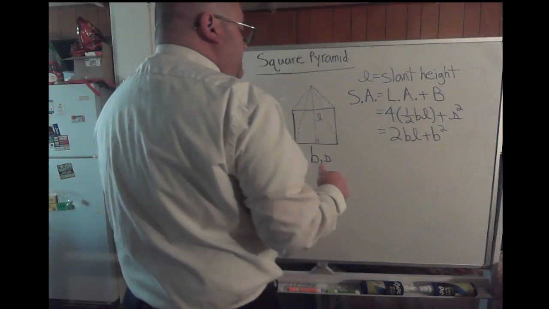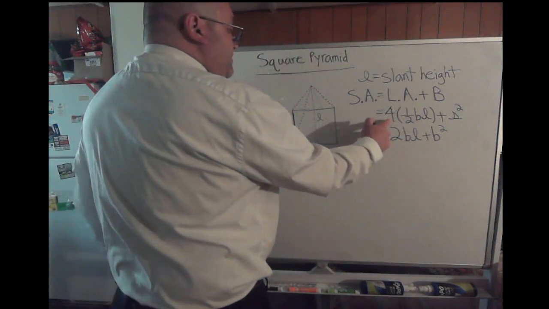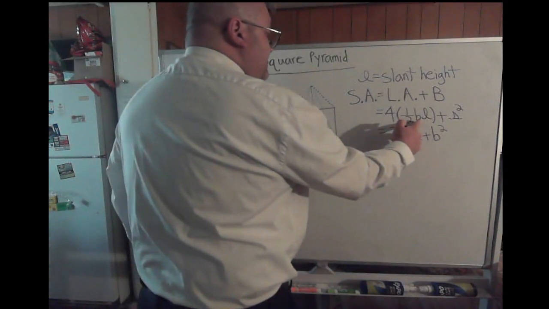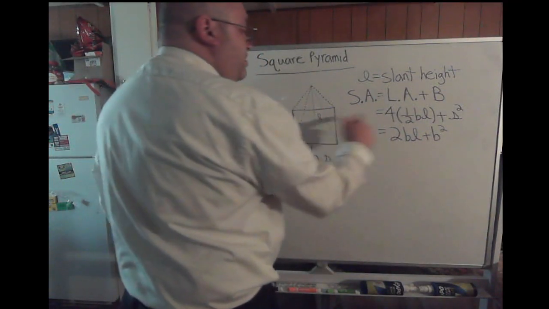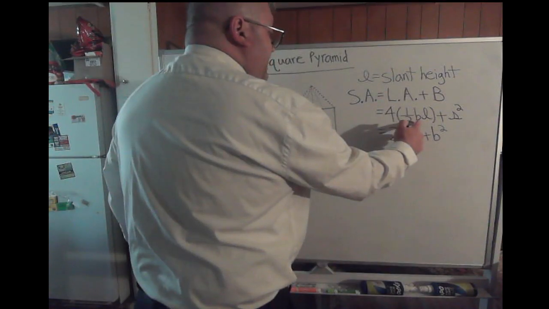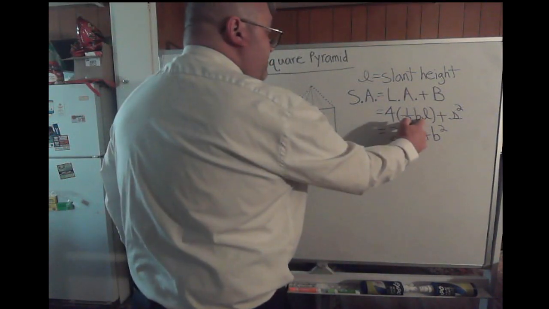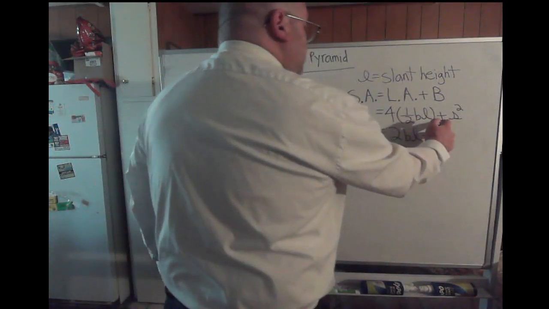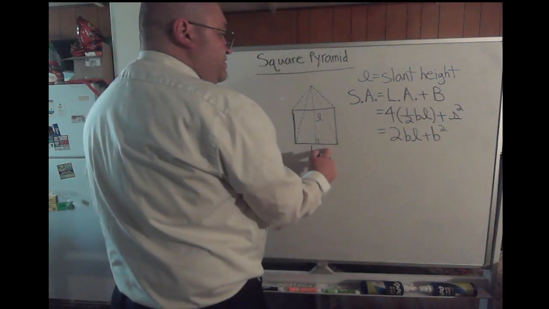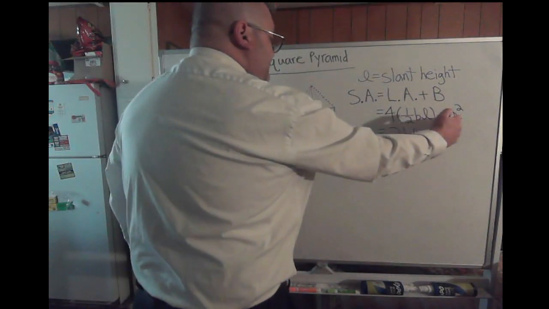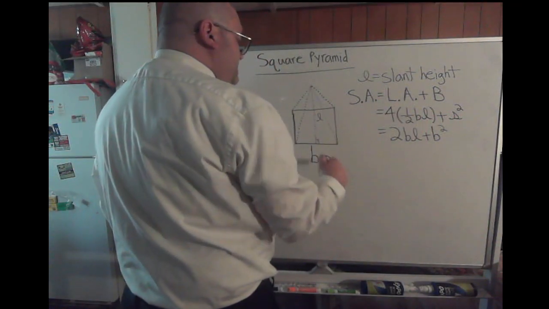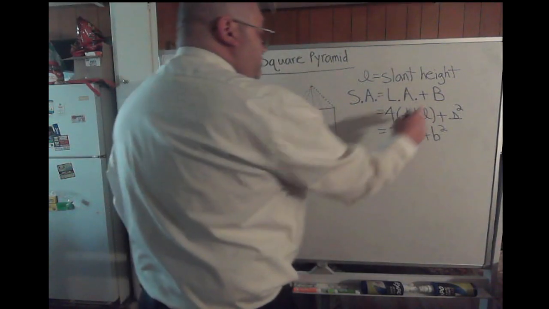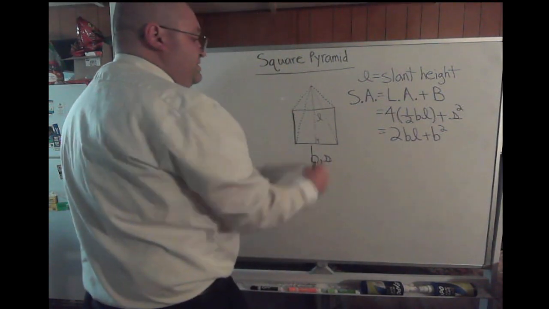So your lateral area is going to be the number of faces, which is 4 in a square pyramid, times the area of each triangle, which would be half the base times the slant height, or 1/2 BL, plus the area of the base for the surface area. When you add these together, you get the surface area. The area of a square, which is the area of the base, is a side squared.